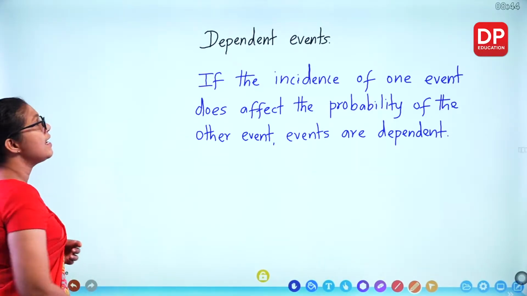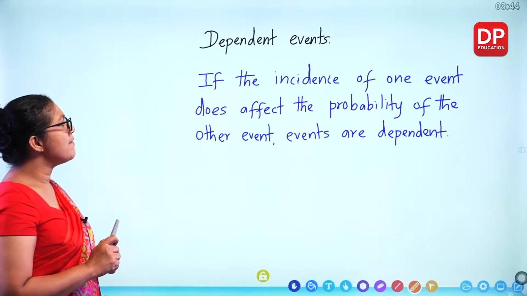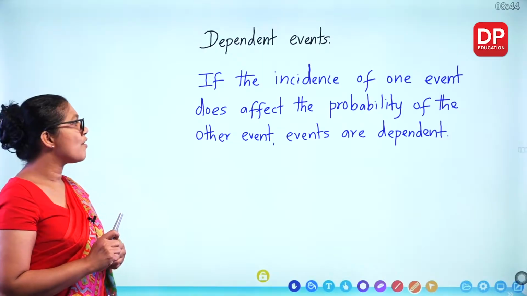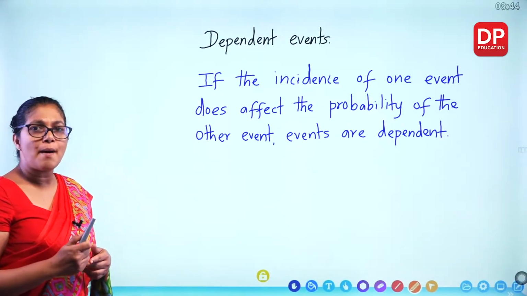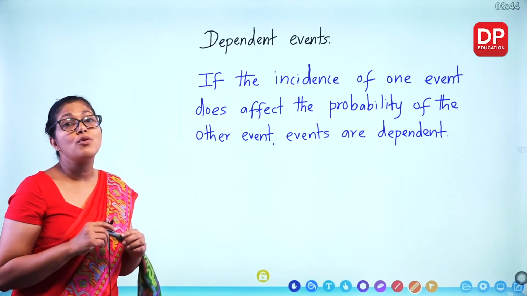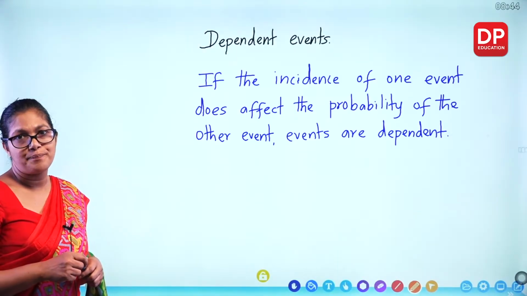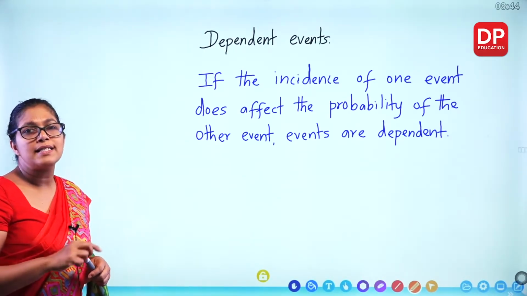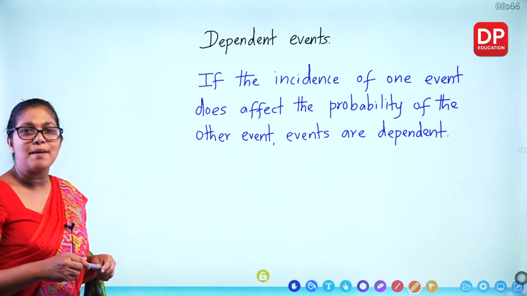Now we'll see what are dependent events. If the incidence of one event does affect the probability of the other event, events are dependent. For example, think about a good cricket player in the cricket team. Absence of that team member affects the winning chance of the team.